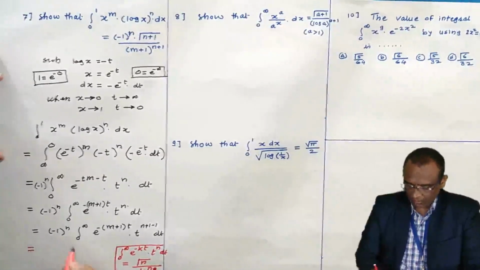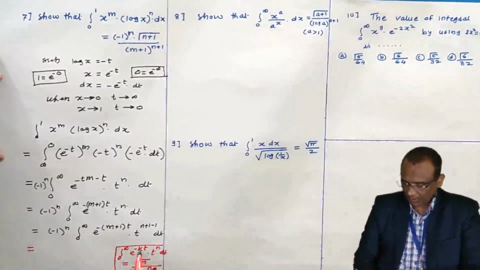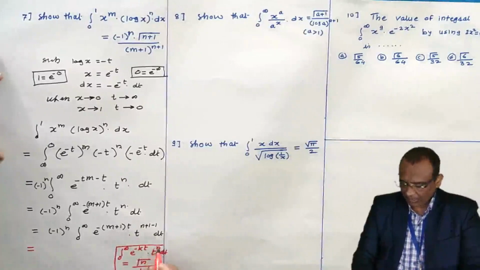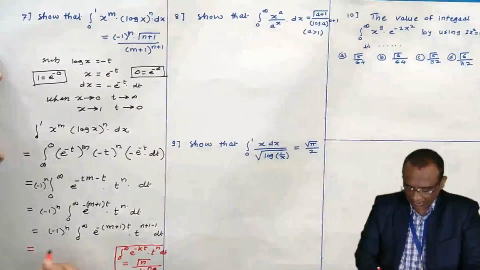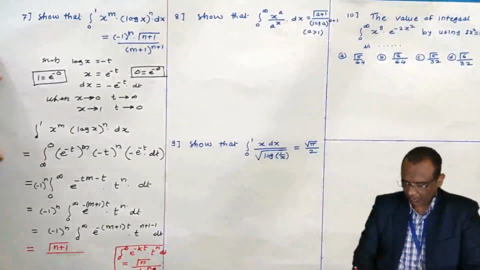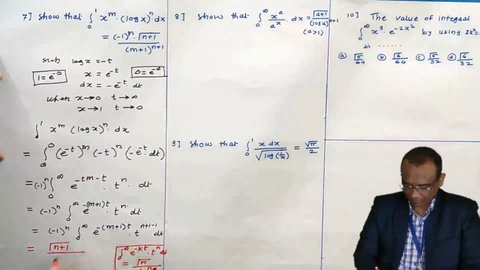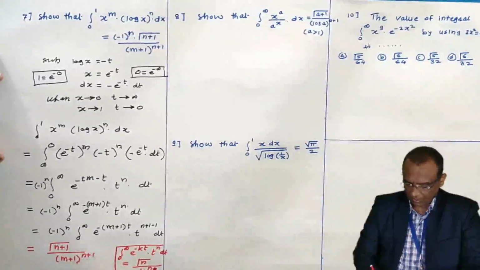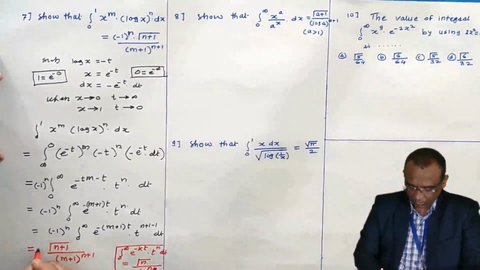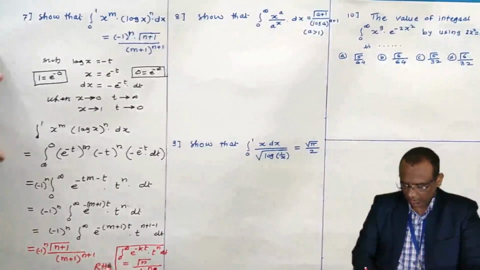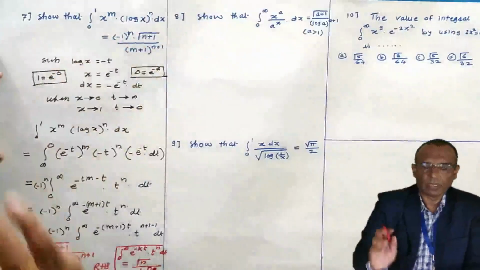Now the same thing I am doing: integral 0 to infinity e power minus k t, where k is m plus 1 and n is n plus 1. Therefore, gamma of n plus 1 divided by k power n plus 1, that is m plus 1 to the power n plus 1, and minus 1 to the power n as it is. In this way, left hand side equals right hand side, we have done.